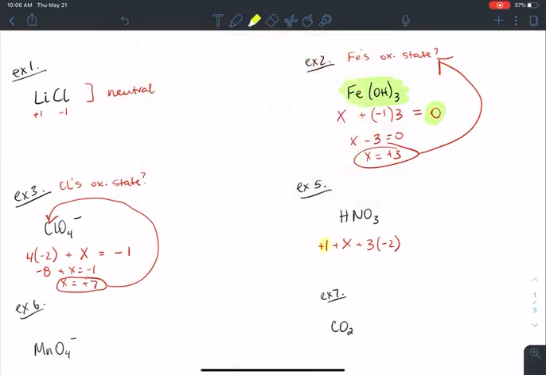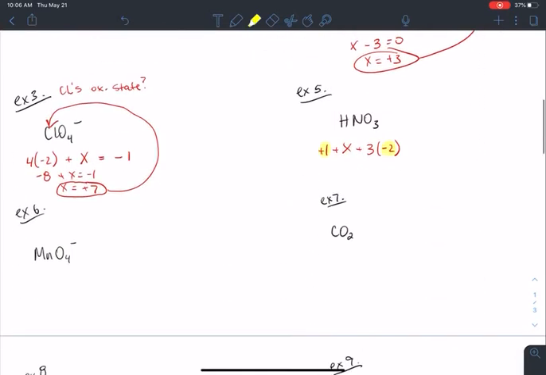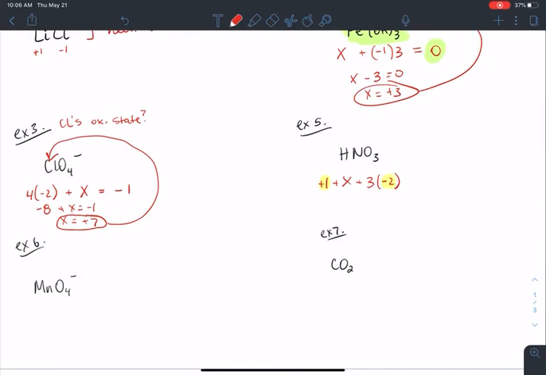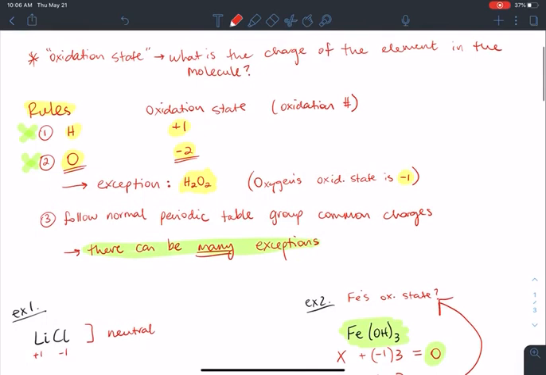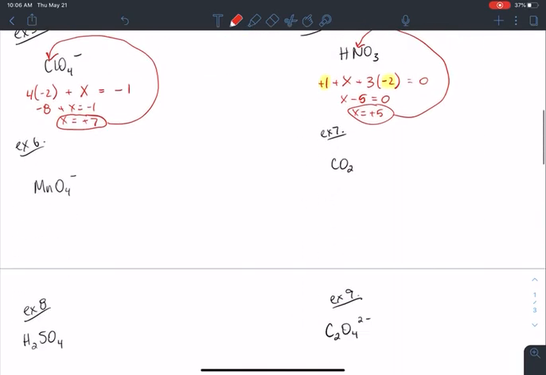So we have hydrogen and oxygen, and we just know those because that's just part of the rules. All of this has to add up to equal 0. So we have -6 + 1 is x - 5 = 0, x equals +5. So the oxidation state of nitrogen is +5. You're like, well, what's the oxidation state of hydrogen? Well, it's +1. And how do we know? Because of the rules. The rules are important.